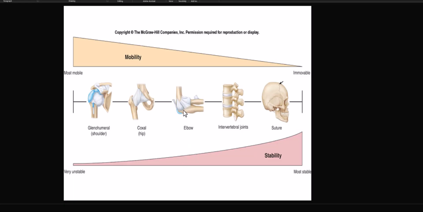It's not perfect. And then as we get into the intervertebral discs, remember this is an example of a cartilaginous joint, amphiarthrosis, a little bit of movement, rather stable, right? Very stable joint overall. And then finally, the least movable at all are the sutures, your fibrous joints, and that less mobility means that these joints are incredibly stable. So just appreciate that continuum.